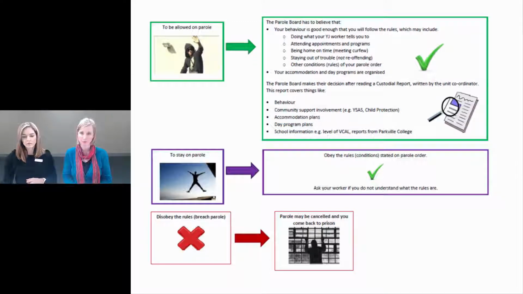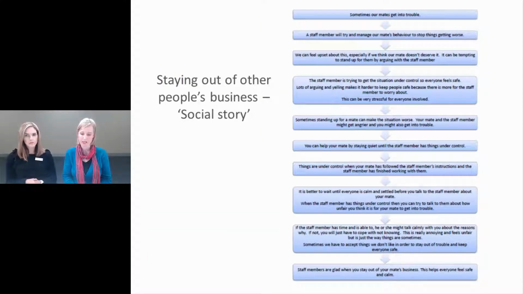This next one is like an adolescent version of a social story. Carol Gray came up with this concept of social stories. And these can help a child or young person understand and manage different social situations. I wrote this particular story for a young person in prison who kept getting into trouble for involving himself in situations that didn't concern him, such as a mate being reprimanded or getting in trouble for some reason.